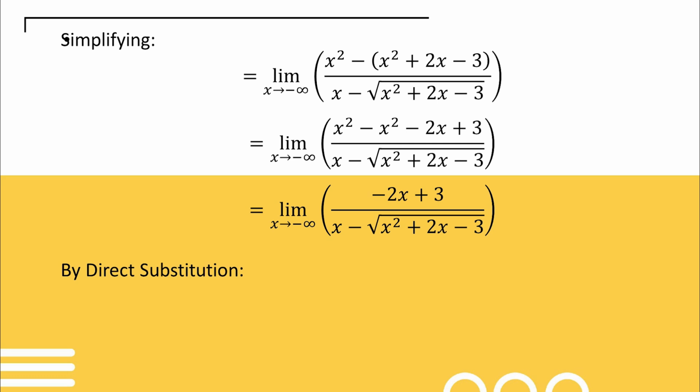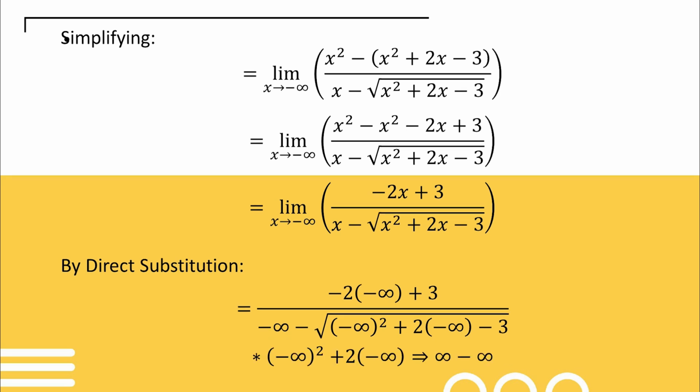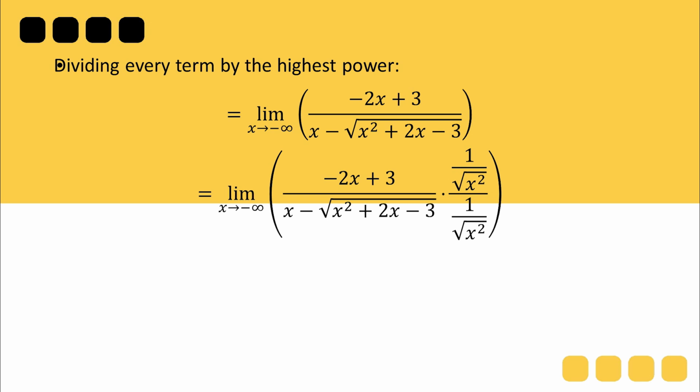If we apply direct substitution now, we will still get the same indeterminate form, but in the denominator. So, we still need to find a way to eliminate the indeterminate form before applying direct substitution. To do this, we need to divide every term both in the numerator and the denominator by the highest power that is in the function. In this case, that is the square root of x squared.